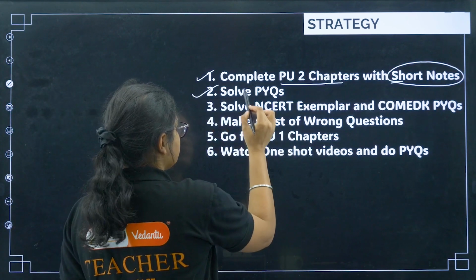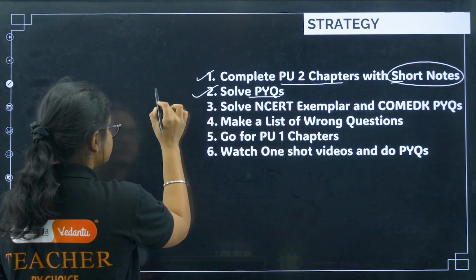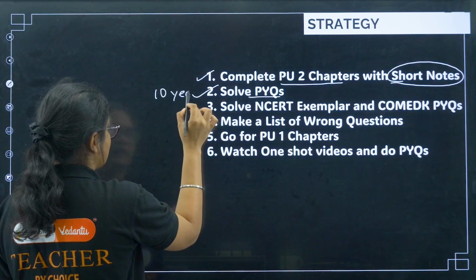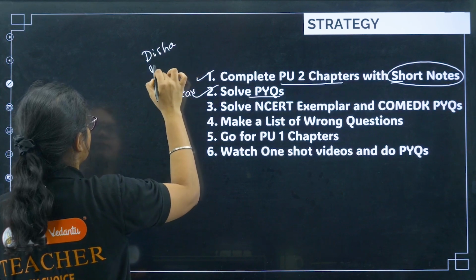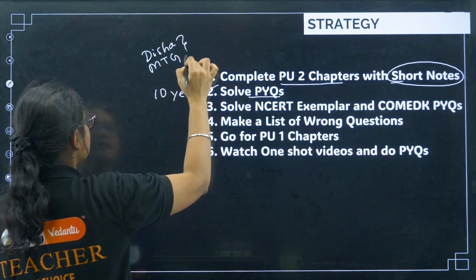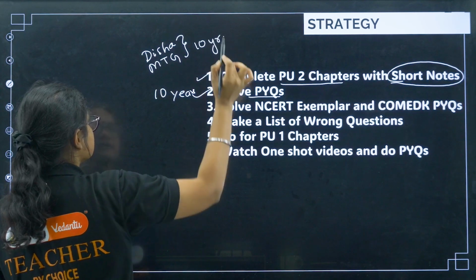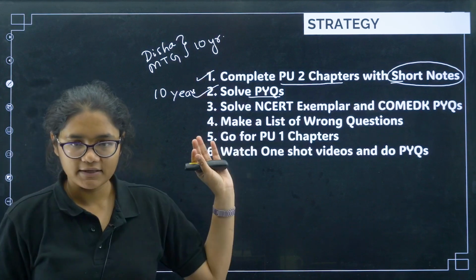Next, you have to solve PYQs. How many years of PYQs? 10 years. Okay, you can find any PYQs book, like Disha Publication is there. Then you have MTG. Okay, so the last 10 years of PYQs you can easily solve.